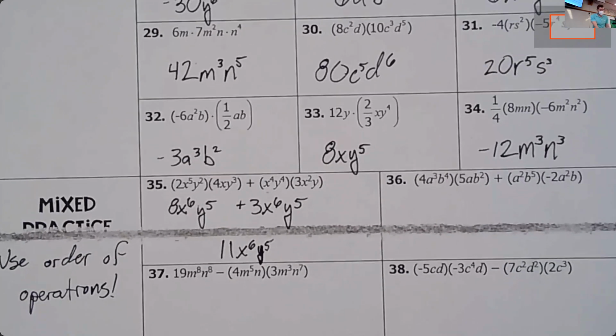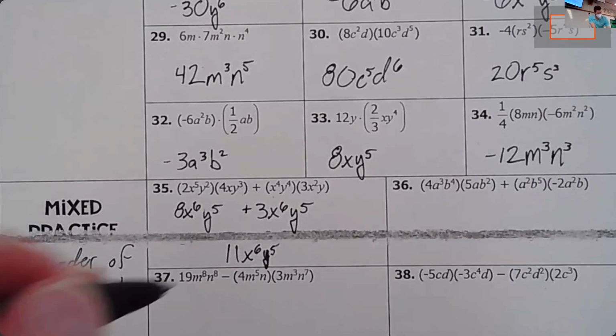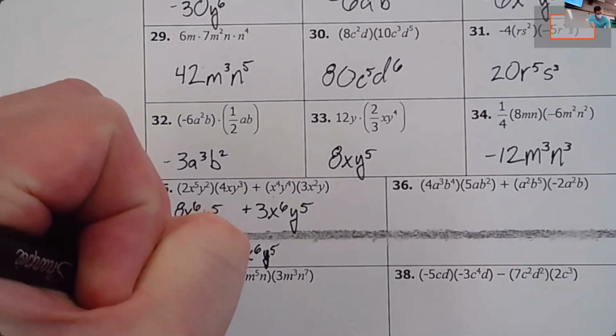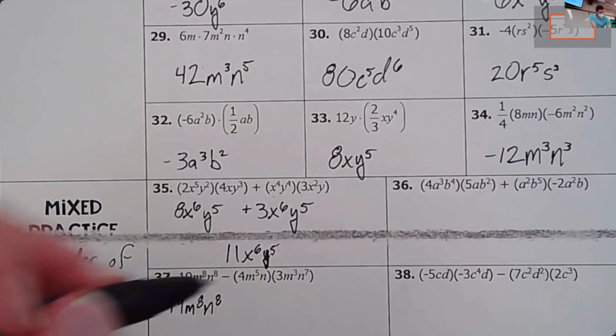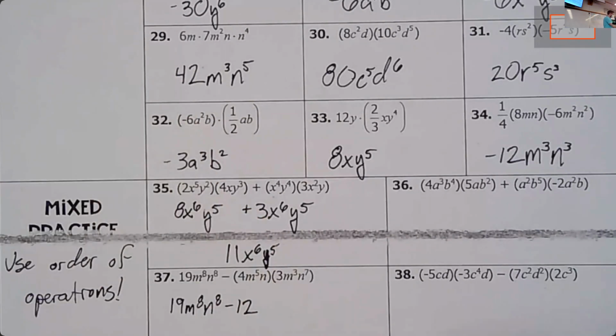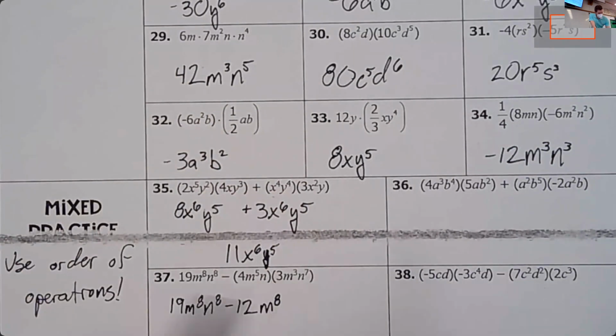The nice thing about 37 is that this first term here, there's nothing to multiply it by, so it just stays as it is. So 19, m to the 8th, n to the 8th. 4 times 3 over here is 12, so that'll be minus 12. Got it. So minus 12, m to the fifth times m to the third would be m to the 8th. And then n times n to the seventh is n to the 8th. So once again, we do have like terms here because it's m to the 8th, n to the 8th. And so we're just going to take 19 and subtract 12, and that'll give us 7.